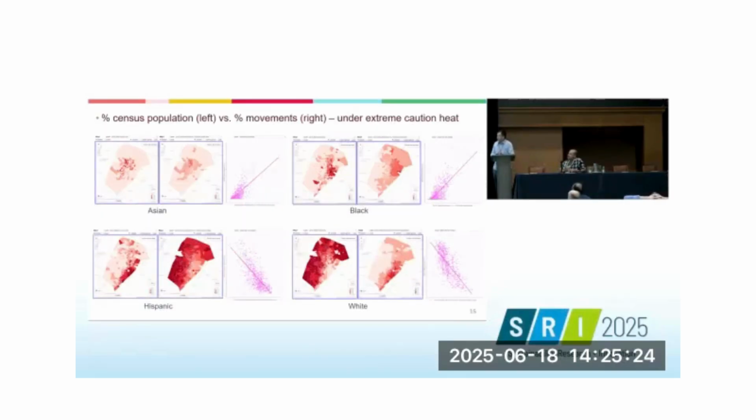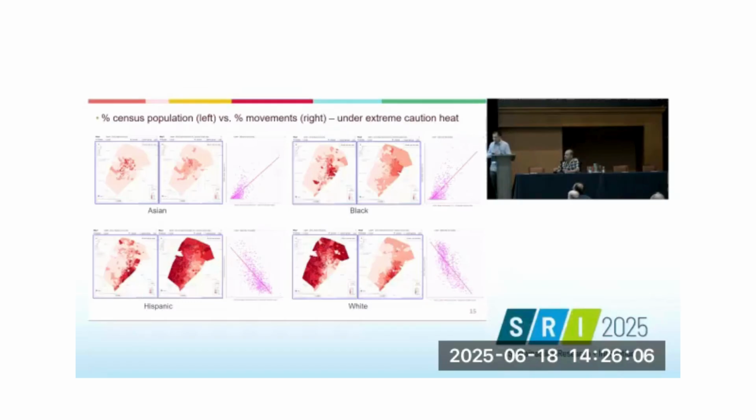This is a result where we use the CyberGISX platform to visualize our analytic result. For each combination, you can see three figures. The left one is a map of the census population for the specific social group as a share of the total census population, and the map in the middle is the movement of a specific group as a share of the total movement, and the plot here describes the patterns between the previous two.